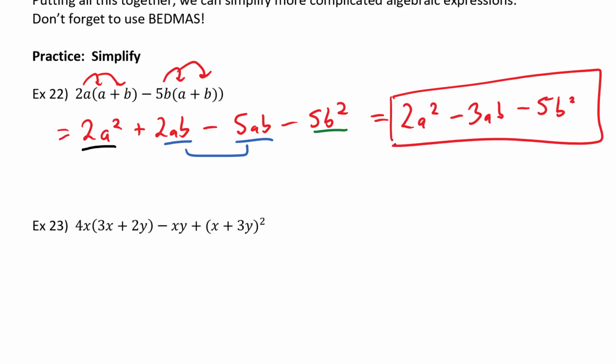Again, this is an expression. We cannot solve this because it's not equal to anything. If I knew what a or b was, I could combine them and make one term if I knew both a and b.